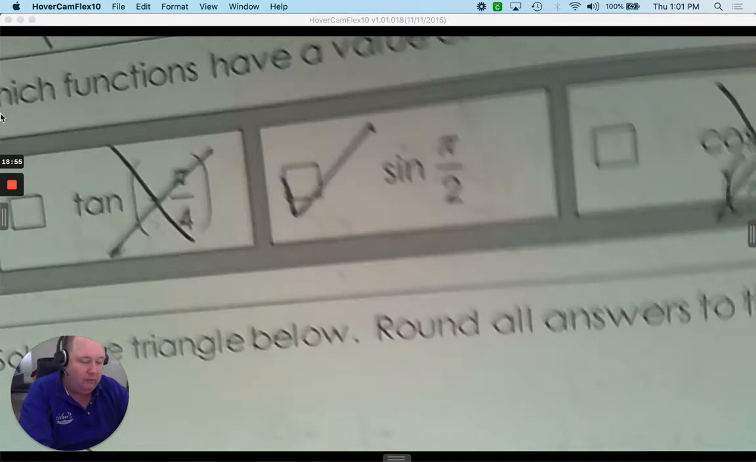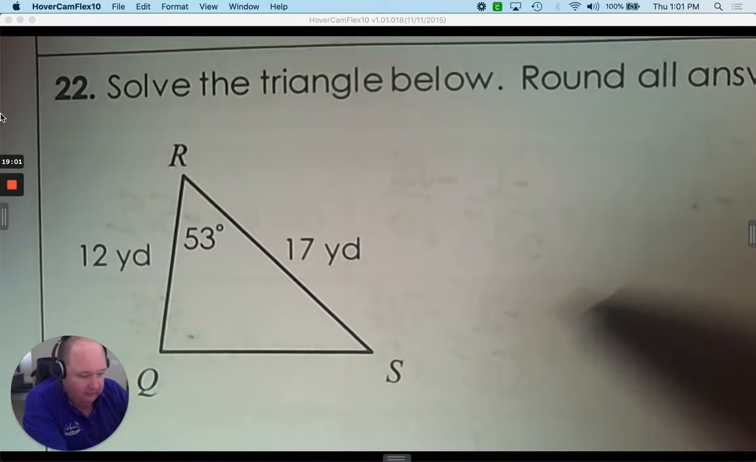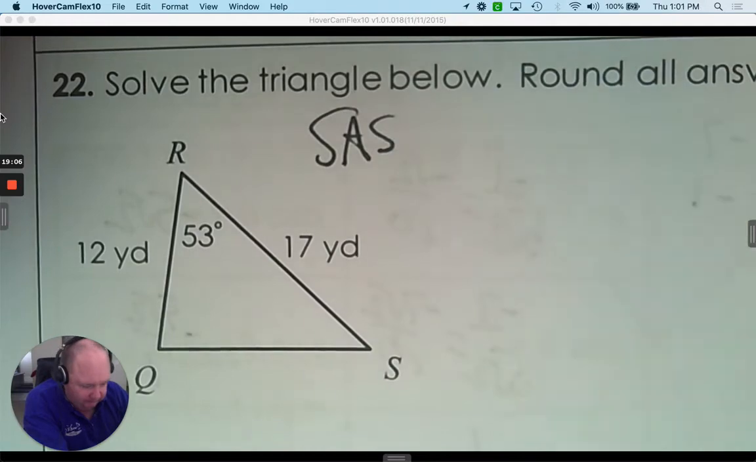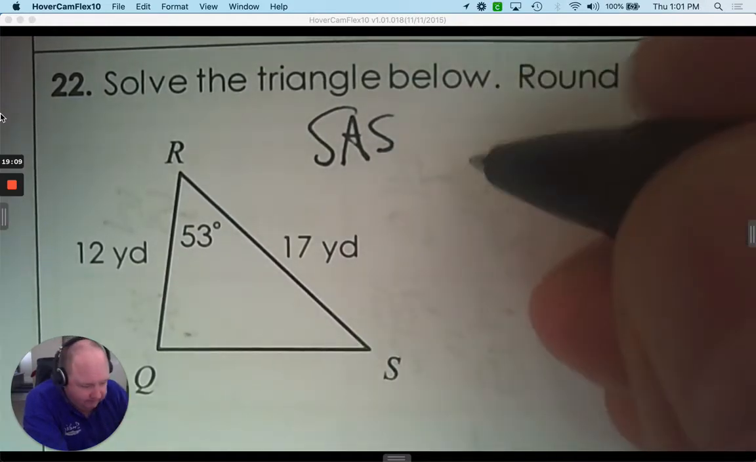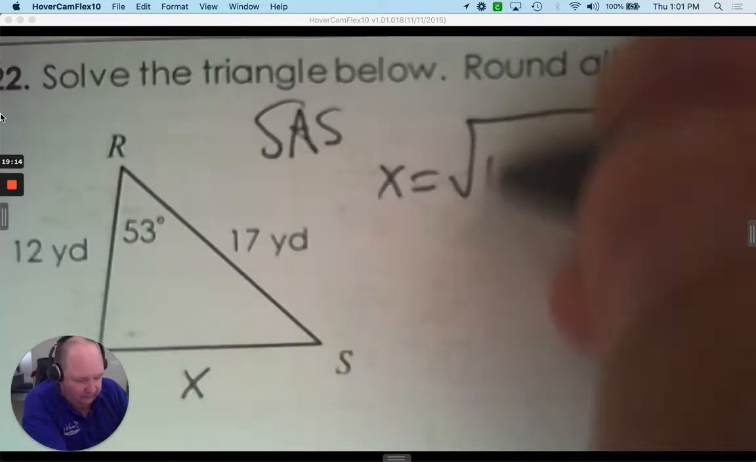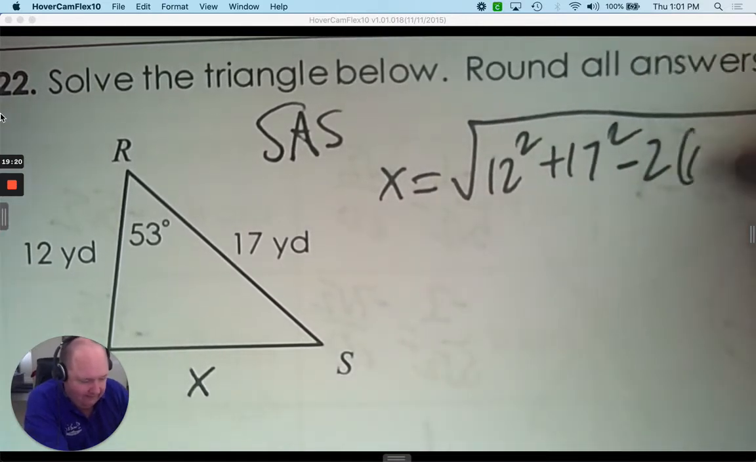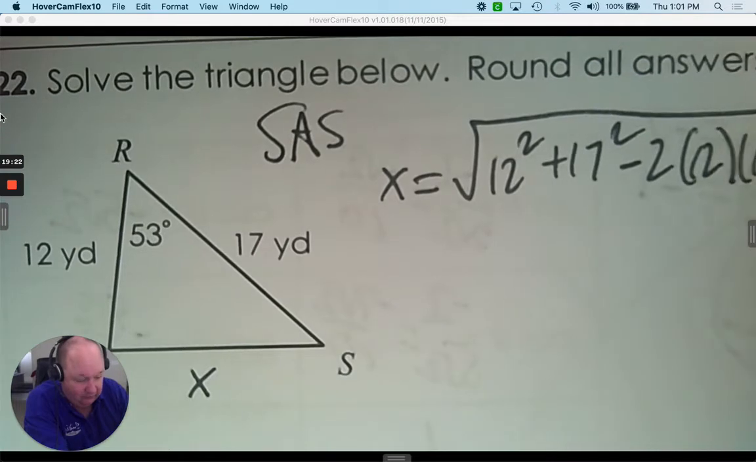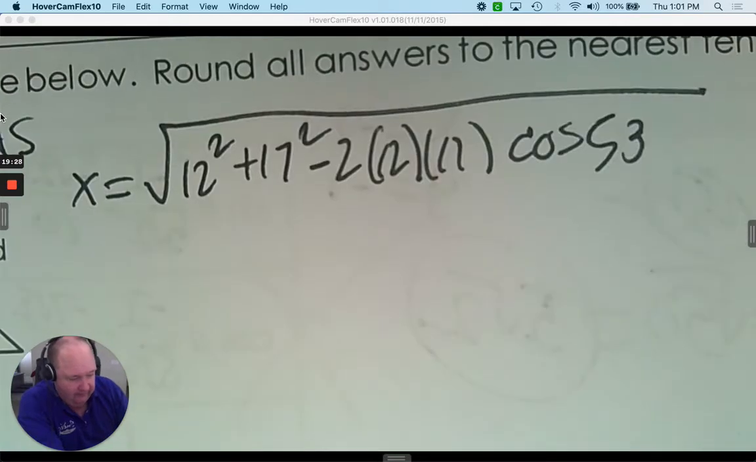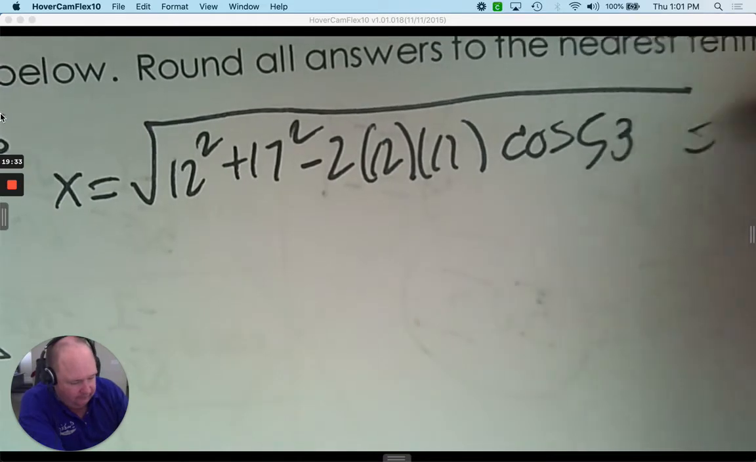All right, number 22. Can you solve a triangle? So to solve it, we find all the parts that are missing. This is a side angle side triangle. So to do that, we use the law of cosines for side angle side. If I want to find that missing side, I'll call it x. It's a very long square root sign. It's 12 squared plus 17 squared minus 2 times 12 times 17 times the cosine of 53. That's what you would put in your calculator, and the answer you would get is 13.7. So I'll put that here and here.